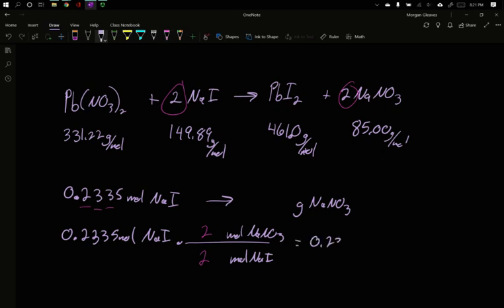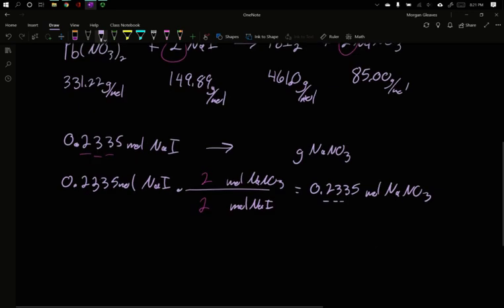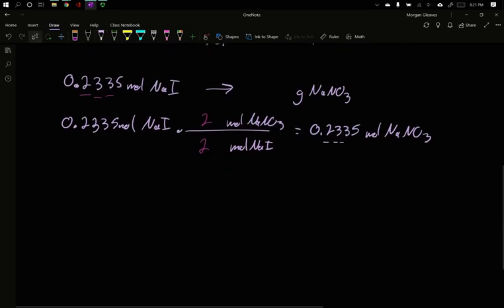So 0.2335 with 3 sig fig mole of NaNO3. If I want to get to grams, then my last step is to convert from moles to grams. To do that, I need a molecular mass. I need a ratio of moles and grams for that compound.